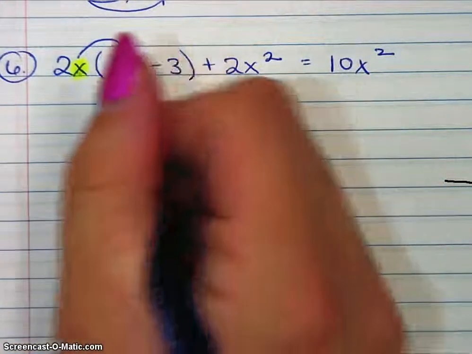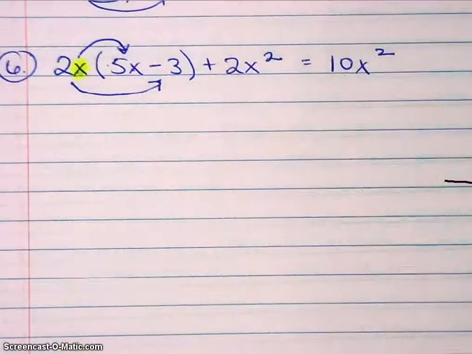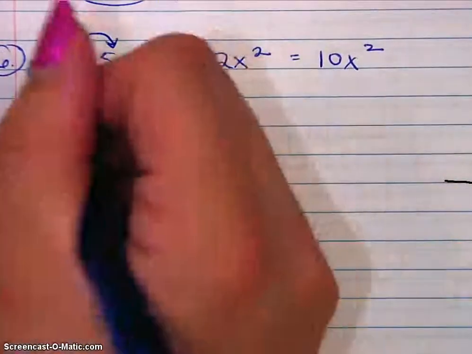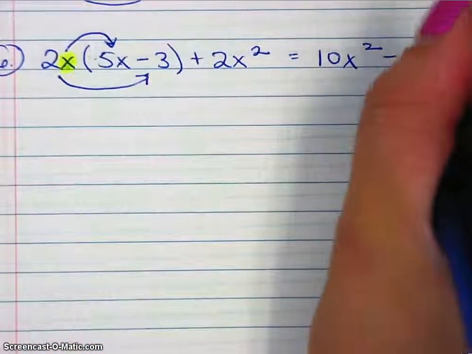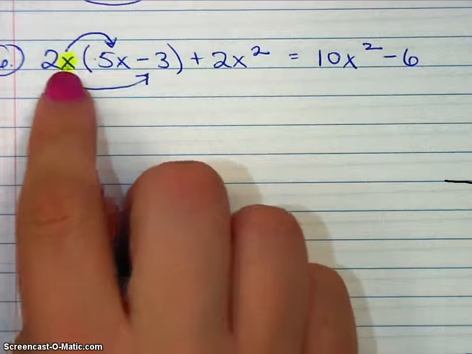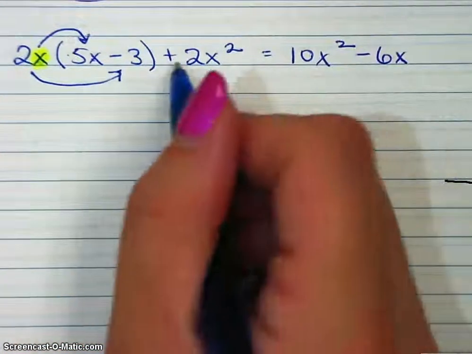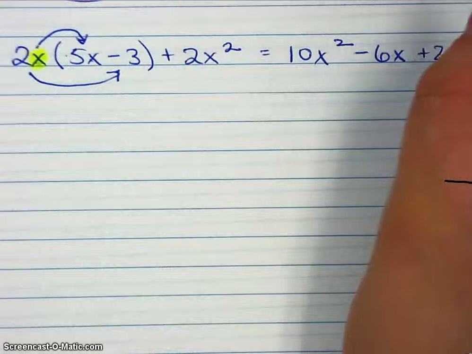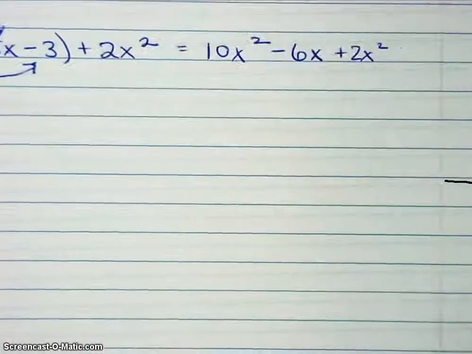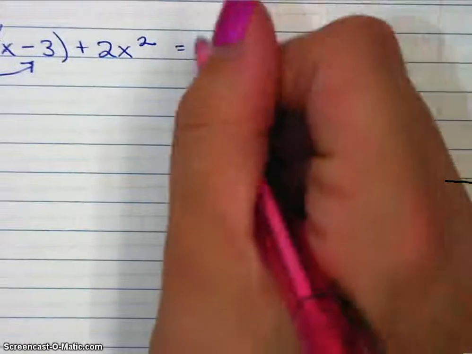Then we're going to multiply 2x times negative 3. Well, 2 times negative 3 is negative 6. But don't forget about the x. That's negative 6x. Then we just tag on our 2x squared because it's still there. Once again, combine like terms.